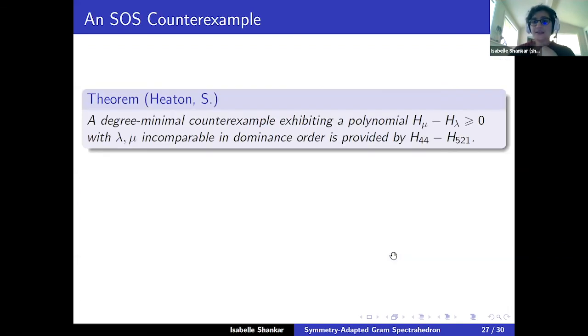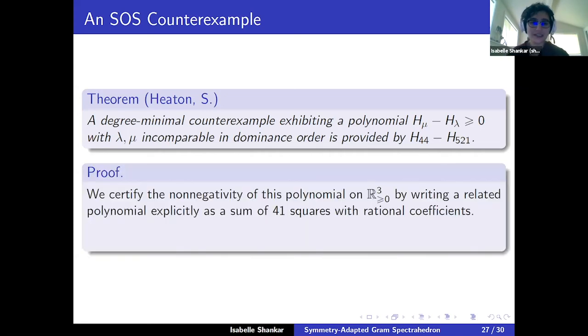And we actually found quite a few counterexamples, but one of them in particular, we then went and found a rational exact sums of squares decomposition for, for the partitions 4, 4 and 5, 2, 1. So these are in fact incomparable in dominance order, but h mu minus h lambda, or h 4, 4 minus h 5, 2, 1, is non-negative on the non-negative orthant. In fact, a related polynomial is a sum of squares. So this is how we decided to prove this statement.